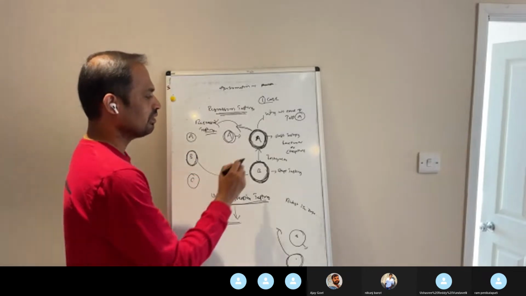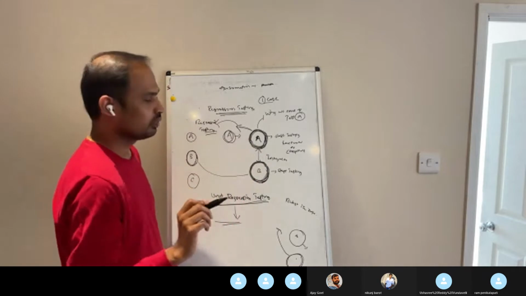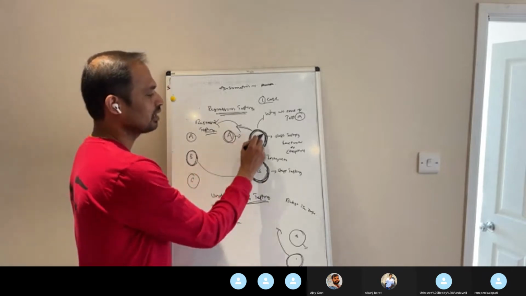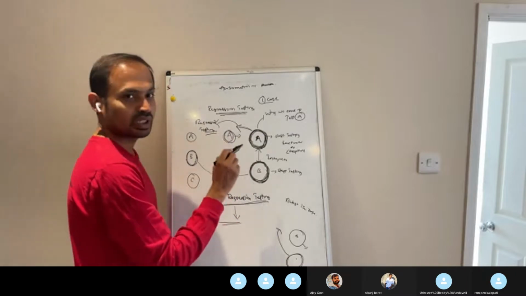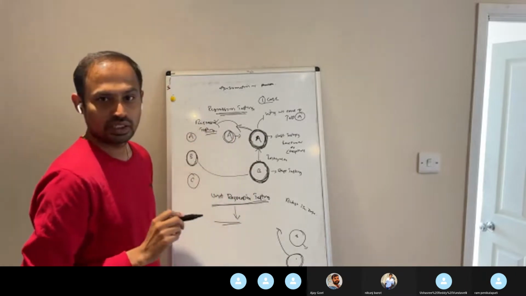Just checking whether the defect has been fixed or not. We are not bothered about whether the other functionalities of A are working or not. To check whether other functionalities are working or not, that we'll call regression testing.